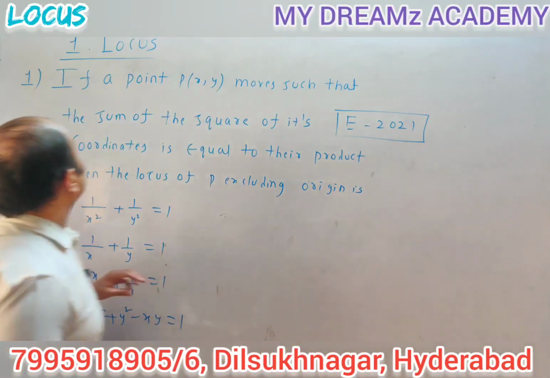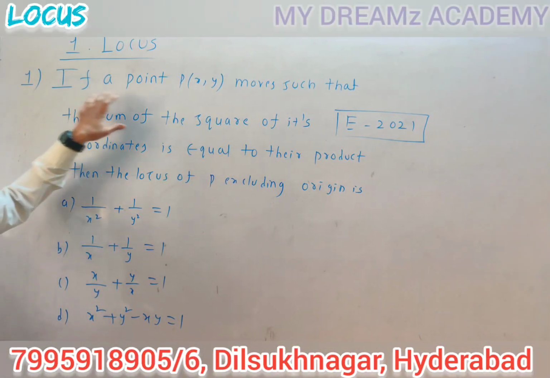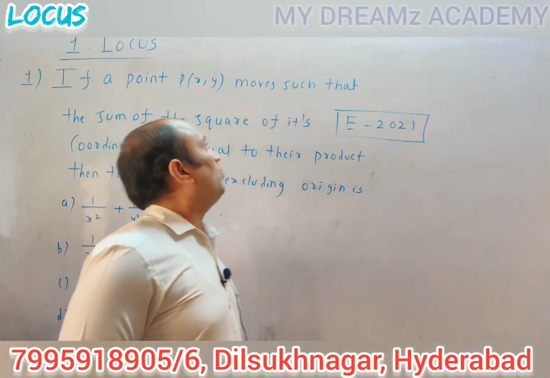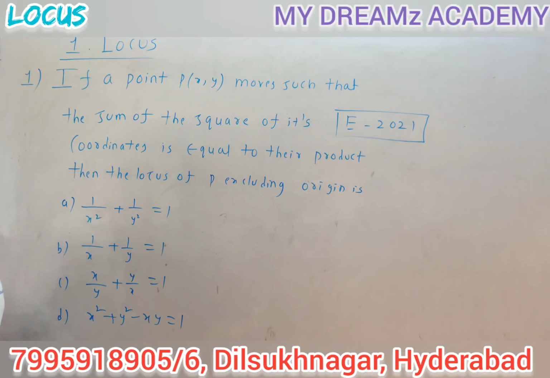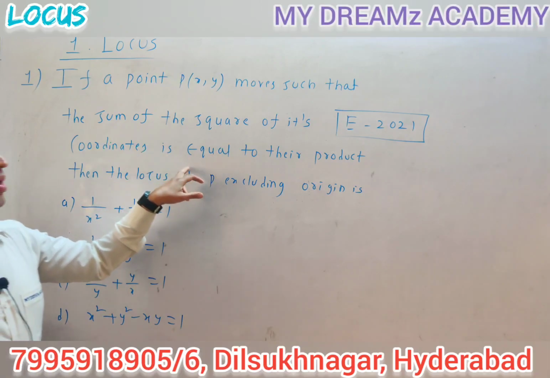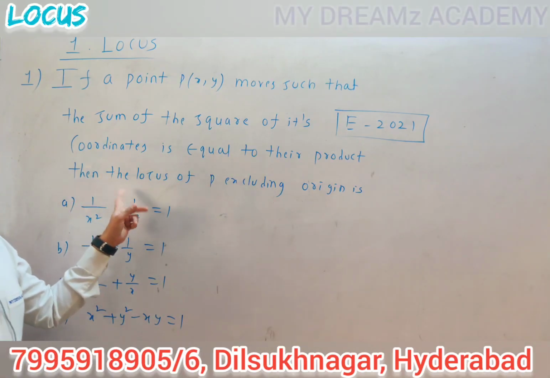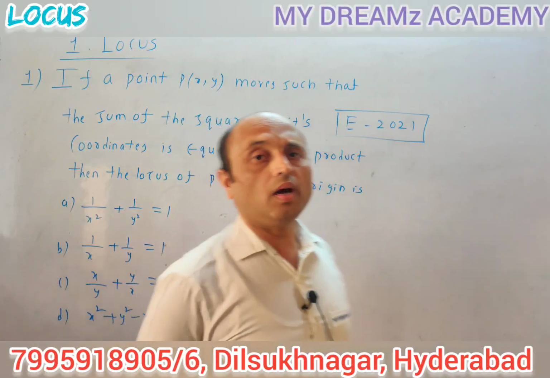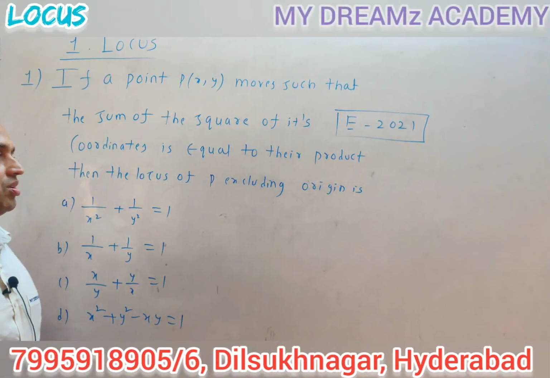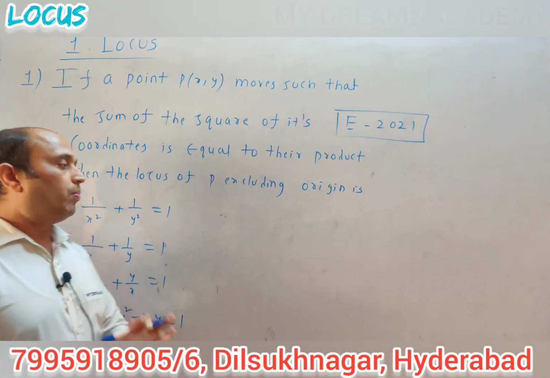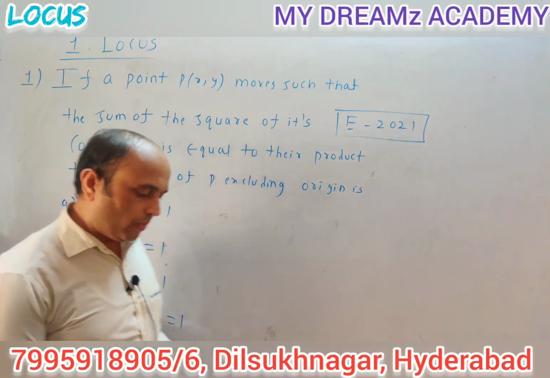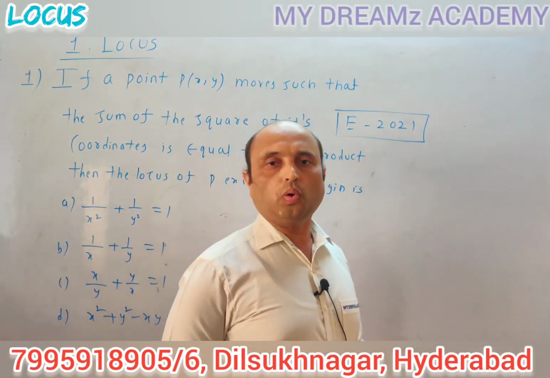Here, what is given: if a point P(x, y) moves such that the sum of the squares of its coordinates is equal to their product, then find the locus of P, excluding the origin. By using the given conditions, just find the equation. This is a very simple and basic question from locus.